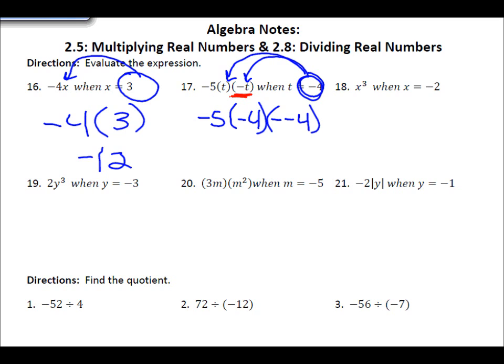Okay. So when I multiply those together, 5 times 4 is 20. 20 times 4 is 80. So, next I look at my negatives to decide whether my final answer is going to be positive or not. 2 negatives here make a positive. 2 negatives here make a positive. So in the end, my answer is going to be positive 80.